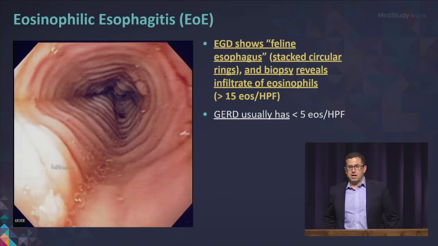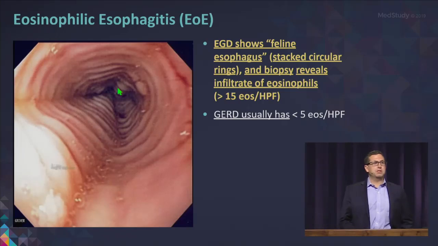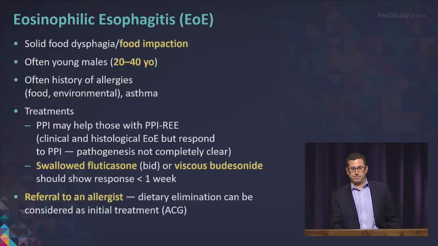So eosinophilic esophagitis. So this is what it looks like when we do an endoscopy. So you see these stacked circular rings, which is also called a quote unquote feline esophagus. If you take biopsies, it will reveal generally greater than 15 eosinophils per high power field under the microscope, so that's kind of the cutoff. You could also see increased eosinophils in GERD, but they're usually less than 5 per high power field. So the key number, 15 or higher, eosinophilic esophagitis, and if you see this picture on a test.